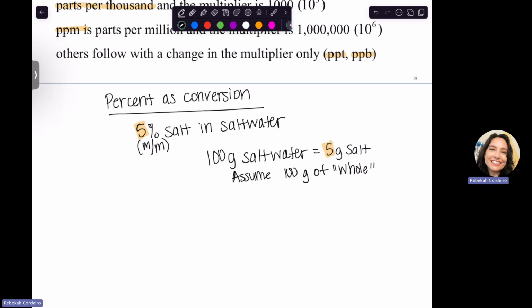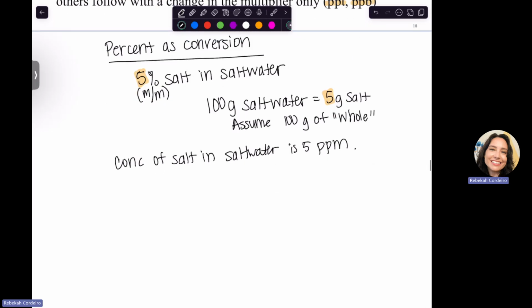So what would the ppm for this be? If I said the concentration of the salts in this salt water is 5 ppm, how could I use that as a conversion factor? Well, ppm is out of what? A million, 10 to the 6, part per million.